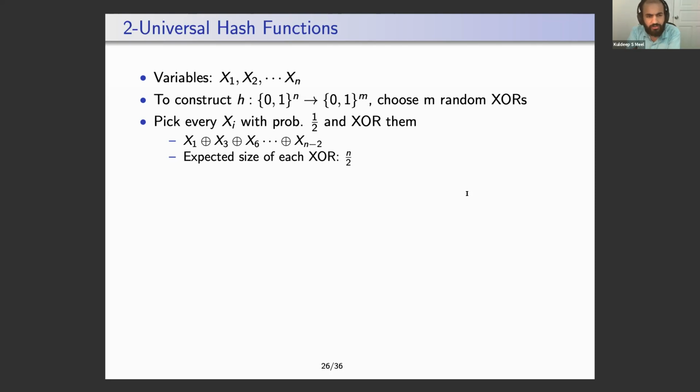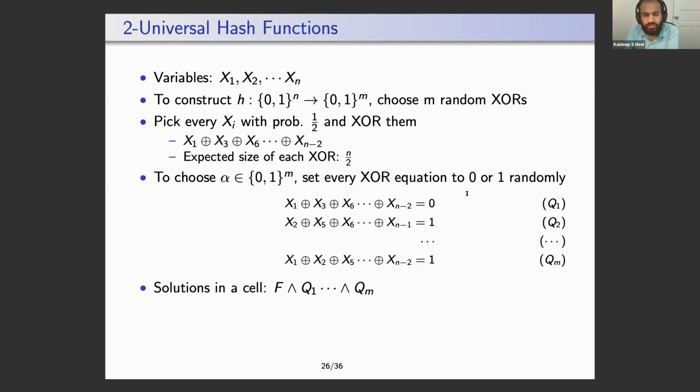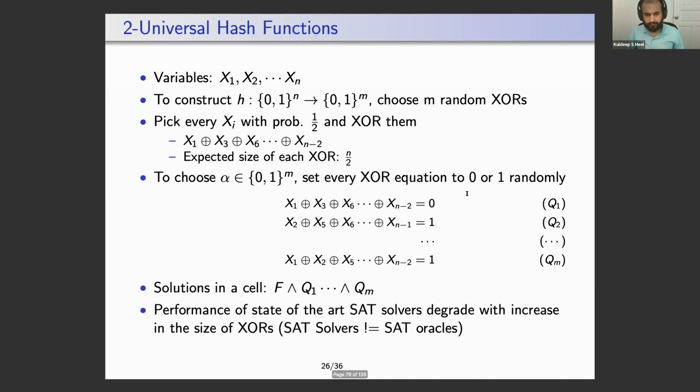How do we choose every XOR? We pick every variable with probability half, and we XOR them together. As you can see, in expectation, we'll have about half of the variables in the XOR. To choose a cell randomly, we set each of these XORs to 0 or 1 randomly, and now the solutions in a cell are essentially the formula conjuncted with all these random XORs that we have constructed.